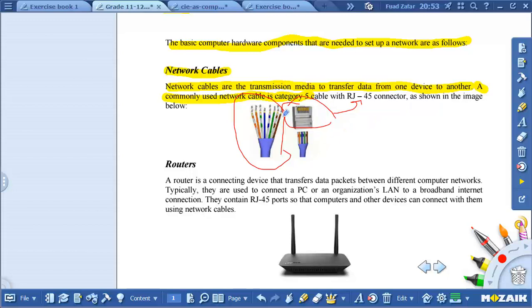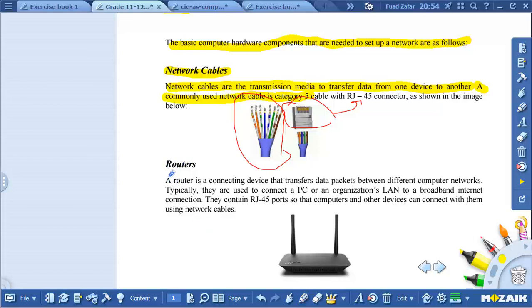as shown here. Repeating, network cables are a transmission media to transfer data from one device to another. A commonly used network cable is a category 6 or 5 cable with RJ45 connector, as shown in the image here. This is RJ45 and this is your cable.